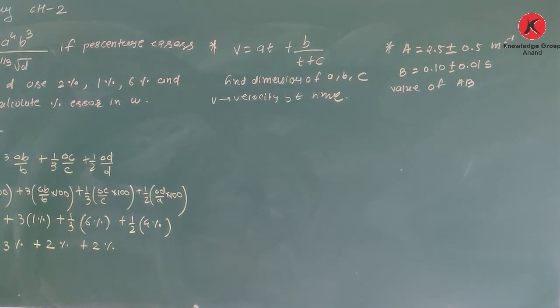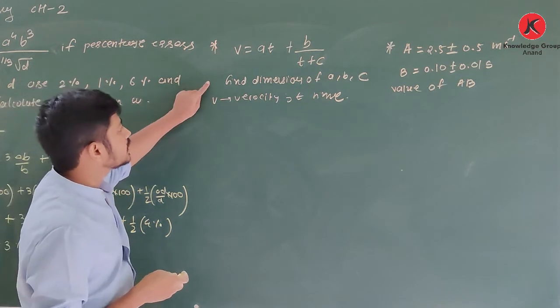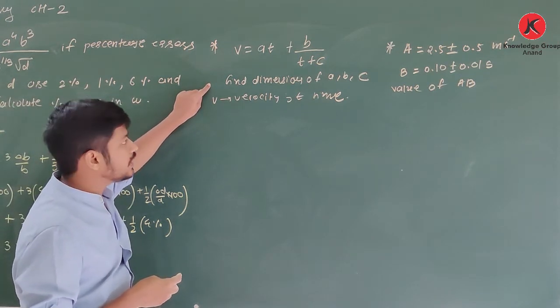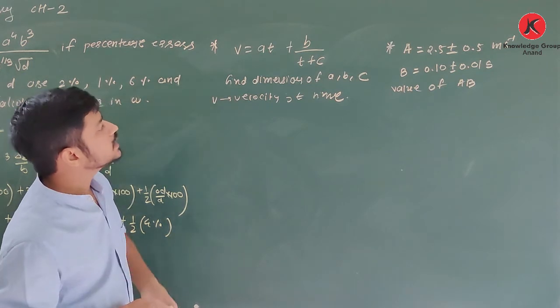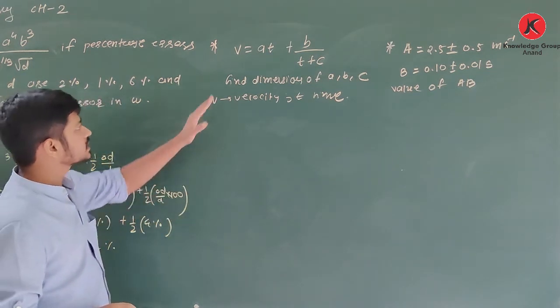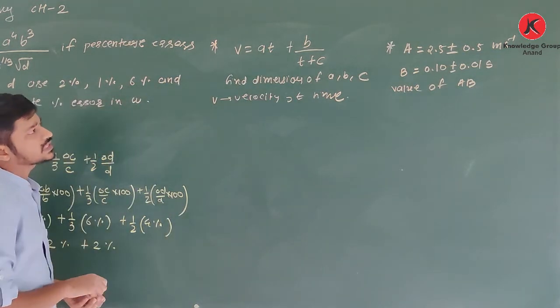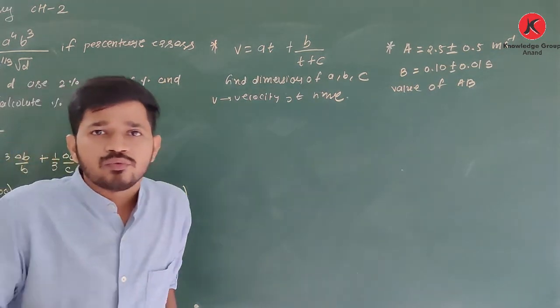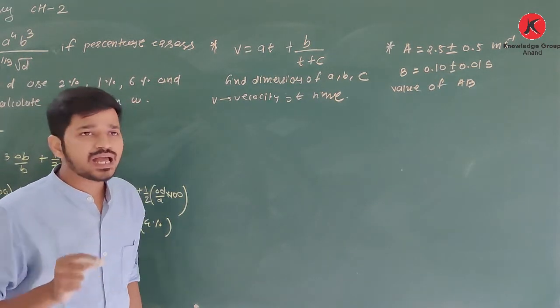Now next question: V is equal to At plus B upon (t plus C). Find the dimensions of A, B and C, where V is velocity and t is time. You are given one whole equation, V is equal to At plus B upon (t plus C). We know that addition and subtraction is possible only between terms having the same dimensions.